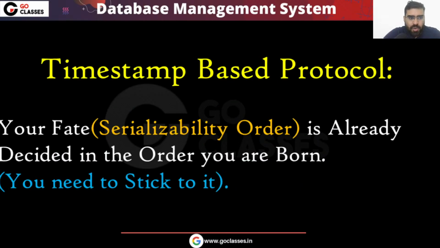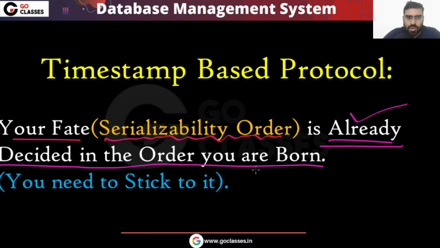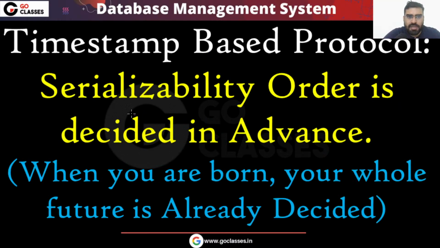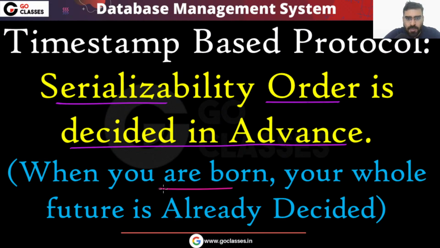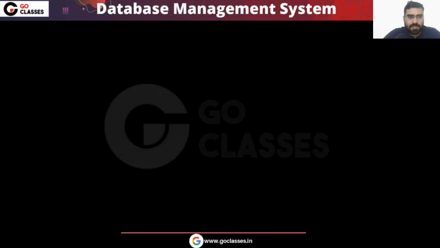What the timestamp protocol says is that your fate, meaning the serializability order, is already decided in the order you are born. In the order you are born, you just need to stick to it. Serializability order is decided in advance. When you are born, it is already decided. A very simple scenario.